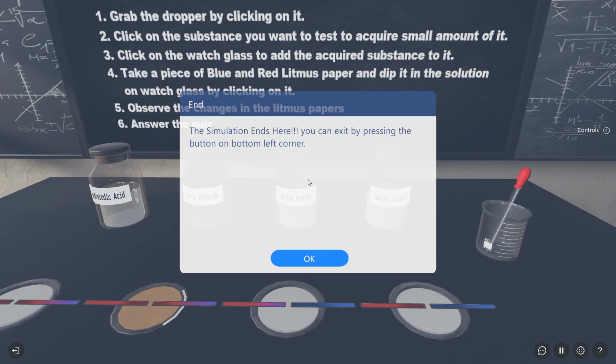The simulation ends here. You can exit by pressing the button on the bottom left corner.